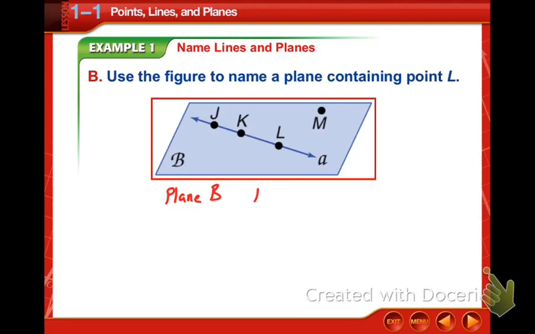It could be plane JML, or it could be KML, whatever 3 you want, as long as they form a triangle instead of a line. So we're going to use JML. Either of those 2, and again here I came up with a ton of different names. I'm not going to count them all, there's a ton of them. As long as they're not in the same line, that's really all that matters here.